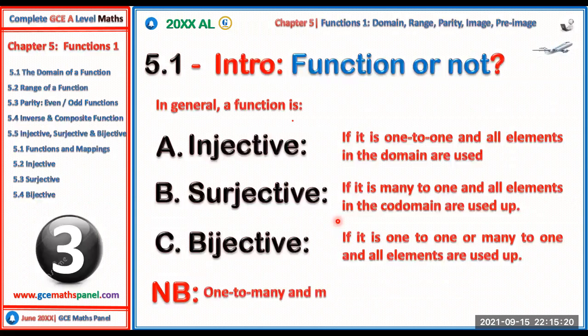So one-to-one, one-to-many and many-to-many relations are not functions. So one-to-many and many-to-many. In fact, when it ends with many, it is not a function.